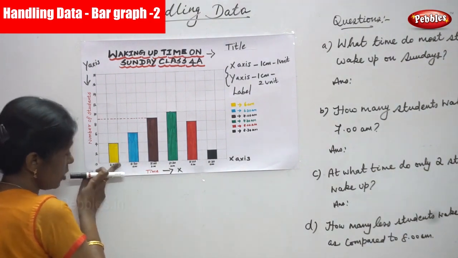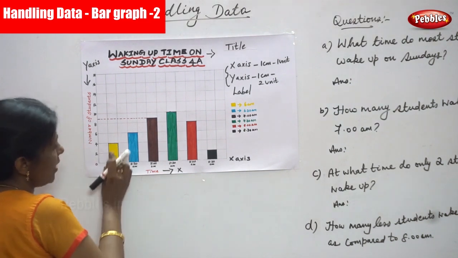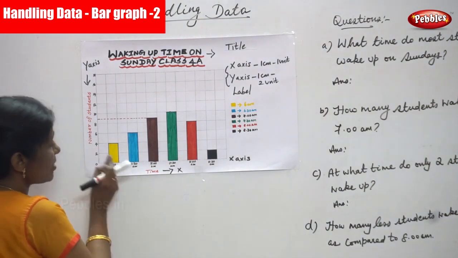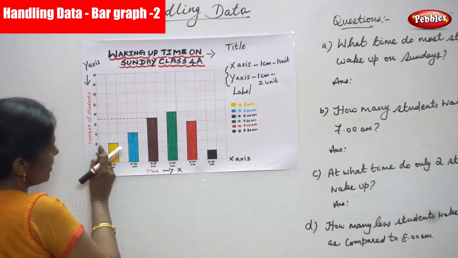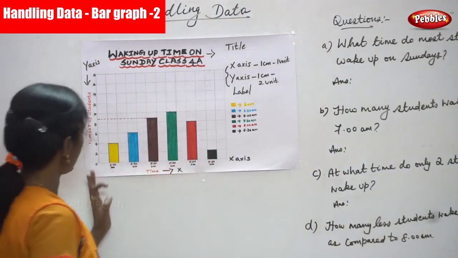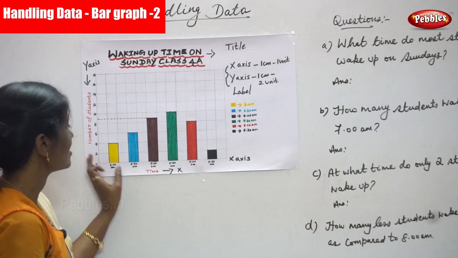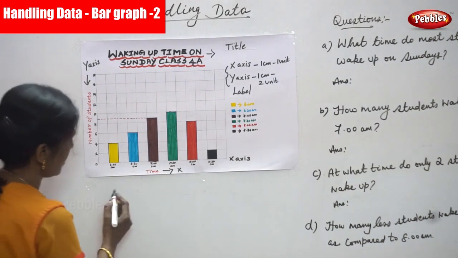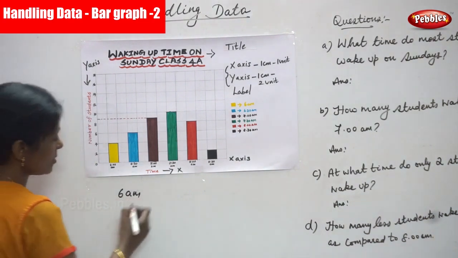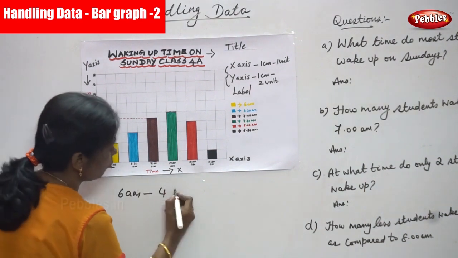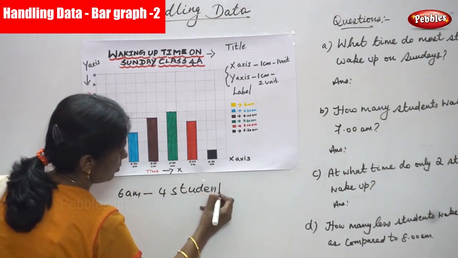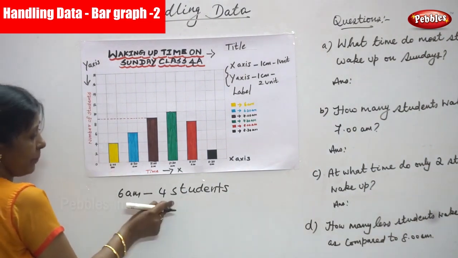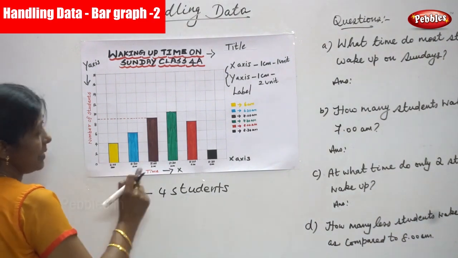We start from the x-axis to the y-axis, and I shaded it in yellow color. So the yellow vertical bar represents 6 a.m. On Sunday at 6 a.m., 4 students in class 4A wake up. That is the clear information from the vertical bar graph.